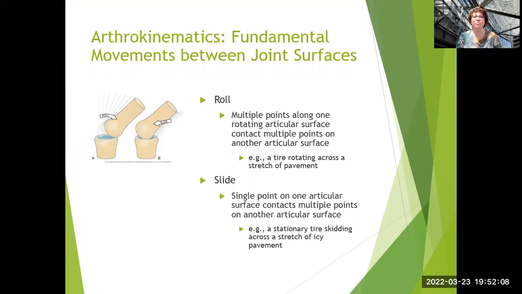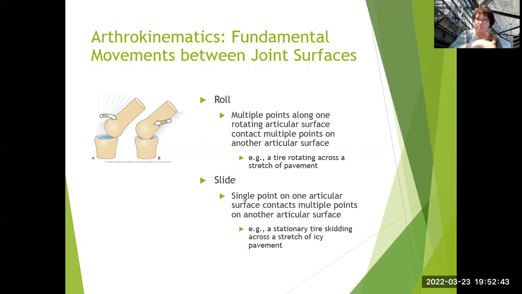The fundamental movement between joint surfaces, and there are 3 movements that can happen: roll, slide, and spin. Roll is where multiple points along a rotating articular surface contact multiple points on another articular surface. The real-world example is a tire rotating across a stretch of pavement. Lots of points on the tire are contacting lots of points on the surface.